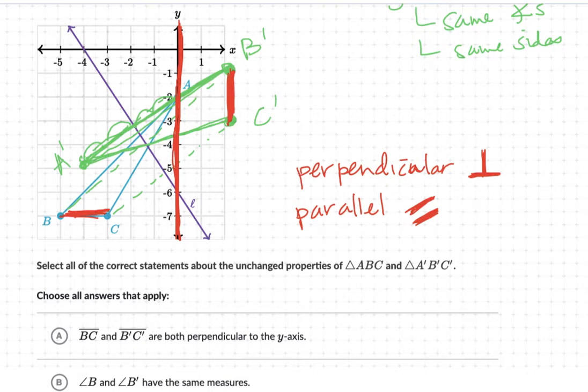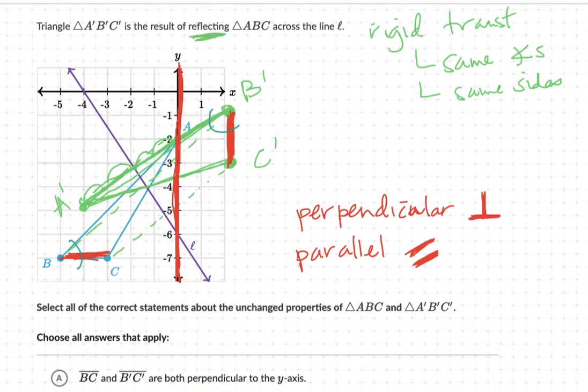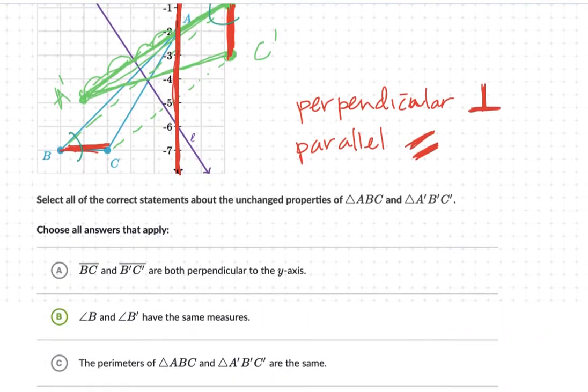And then they want to know, do angle B and angle B prime have the same measures? Again, this is a sketch, so they look like they don't have the same measures, but we know that since a rigid transformation of reflection was done here, they should produce the same angles. So that one should be selected because it's a rigid transformation. The angles should be maintained the same, even though my picture is disgusting.